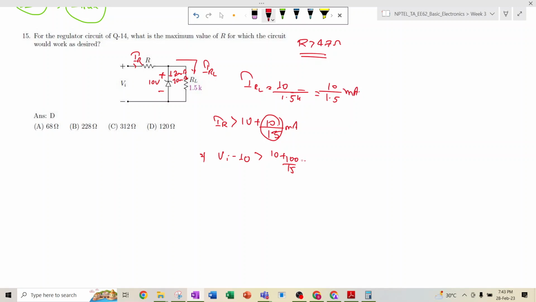Okay, that much milliampere. Sorry, VI minus 10, that is the voltage, so the current is VI minus 10 divided by R, right? So that is the current here, and that should be greater than this. So in the other way I can say R should be less than VI minus 10 divided by 10 plus 100 by 15, right? So R should be less than 15 into VI minus 10 divided by 250.